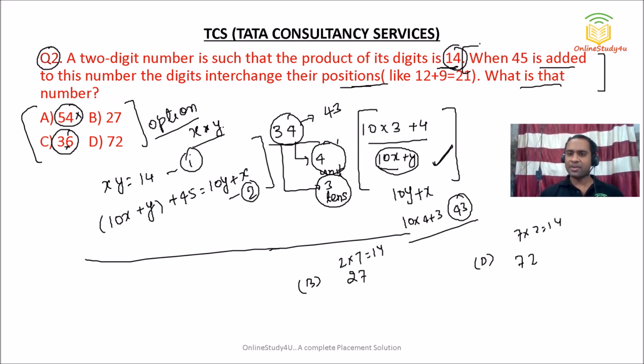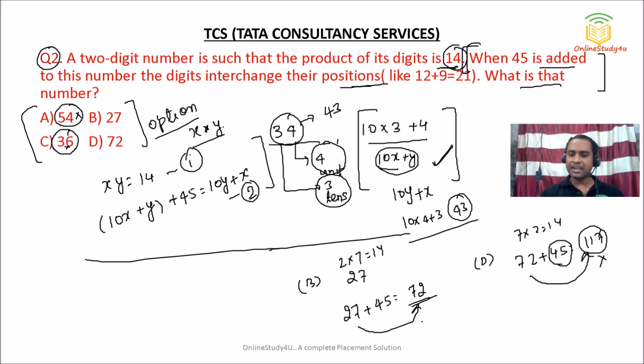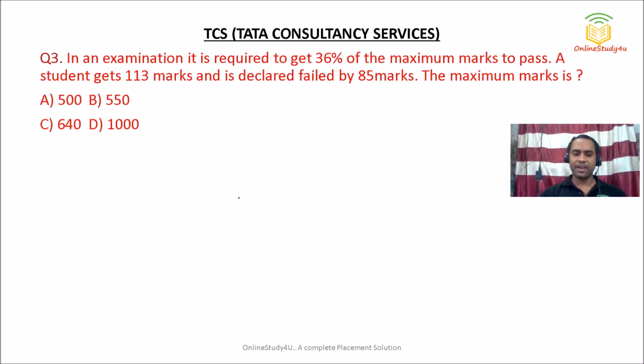Now, next is when 45 is added to this number, the digits interchange their position. So 27, if I add 45, it will become what? 5, 7, 12. 6 plus 1 is 7. It will become 117. So once we add 45 to this, the digits interchange their position, which is not happening here. But here it is happening. So option B will be the correct answer. Unnecessarily, you will be solving the equations. That is not required for you. Understood? Okay, fine. So this question is done for you.